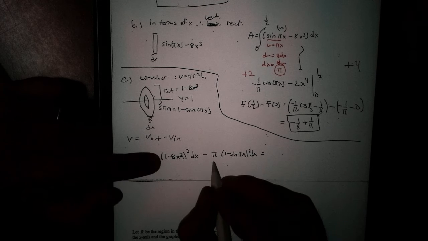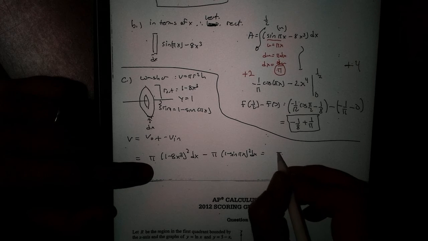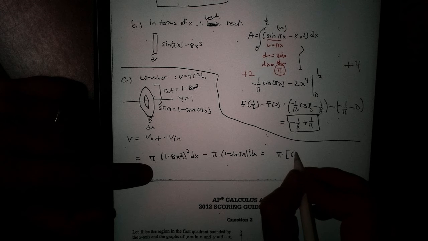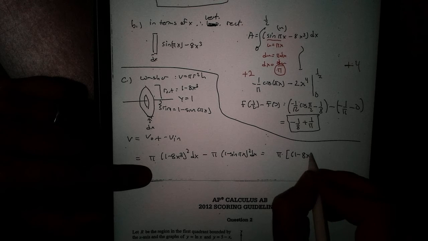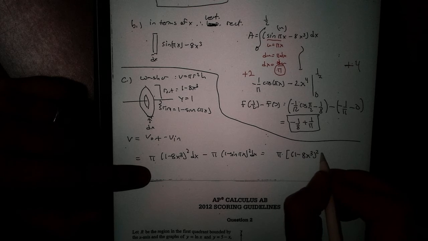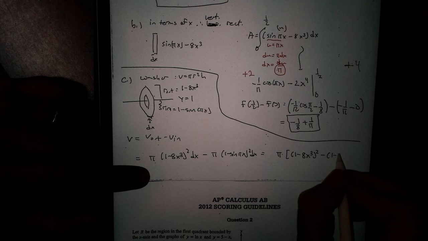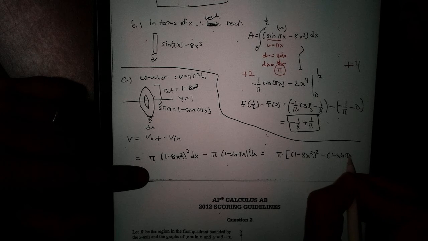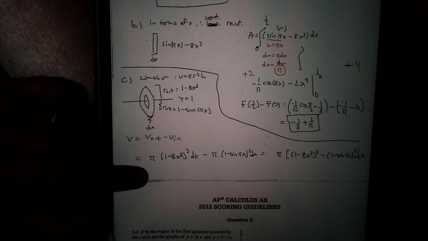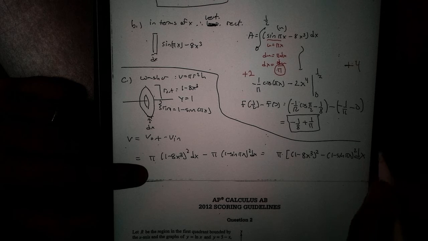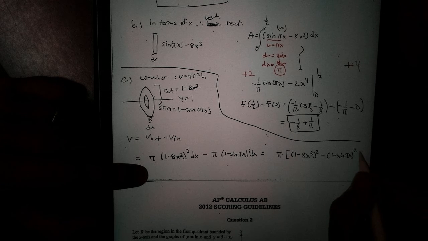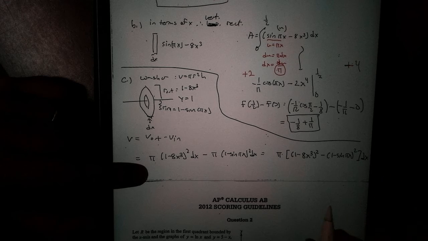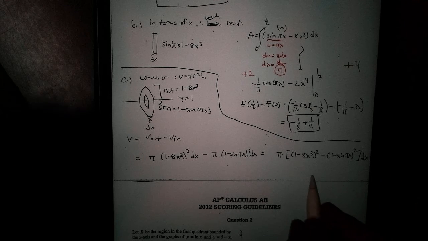And I can simplify this by taking out the pi's. So I'm going to take out the pi's, and that's going to leave me with 1 minus 8x cubed squared minus 1 minus sine pi x squared dx. Forgot my bracket there. If you forget the bracket, then I can take off points for that.